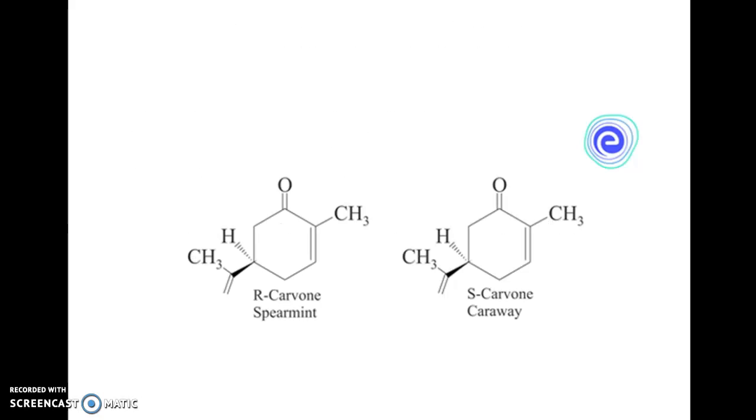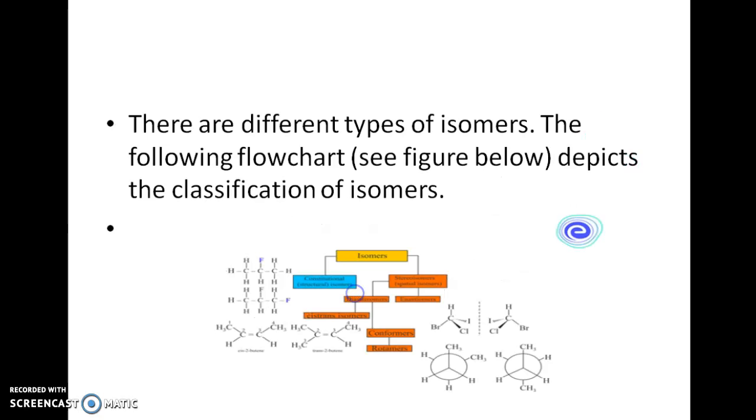So these are two examples of isomers. We can see both of them have the same molecular formula but they differ in the structural formula. There are different types of isomers, which we can see from this chart, the classification of isomers.